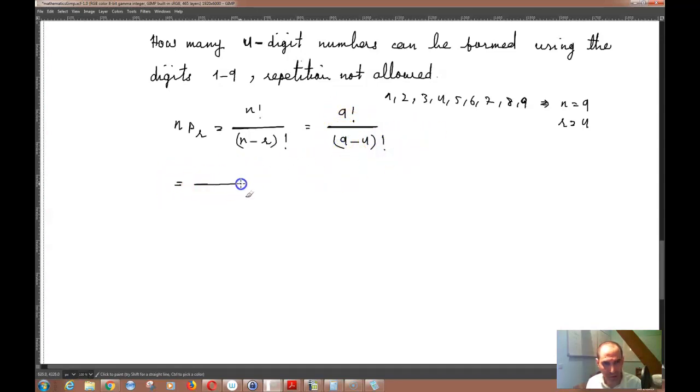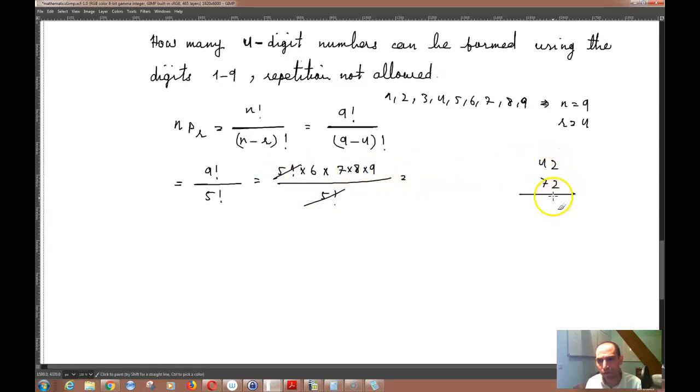Which is the same thing as 9 factorial over 5 factorial, which is 5 factorial times 6 times 7 times 8 times 9 over 5 factorial. And we can simplify this. You get 42 times 72, which gives 3024.